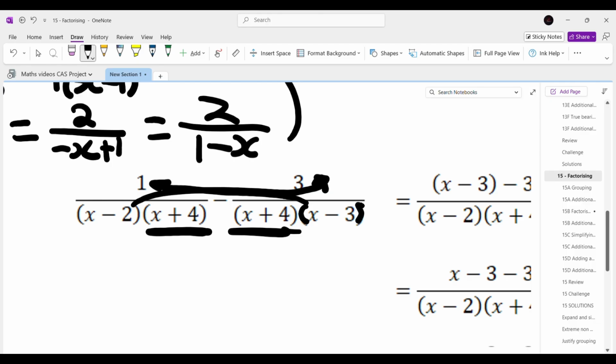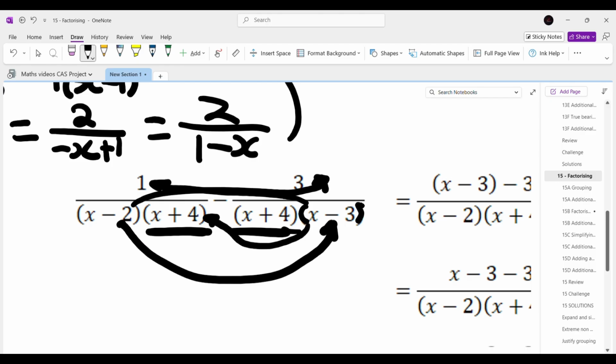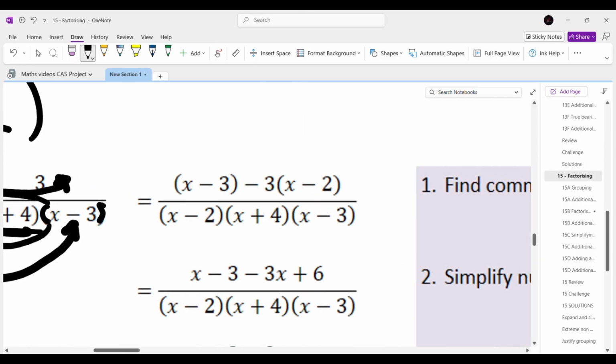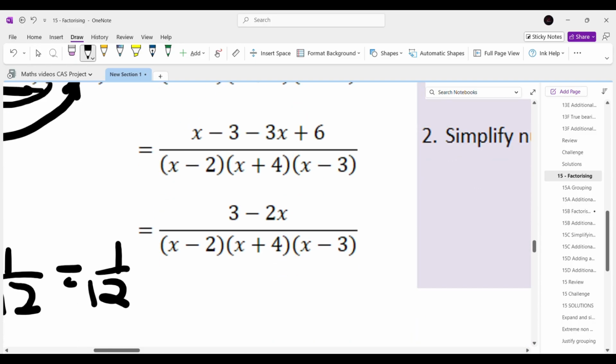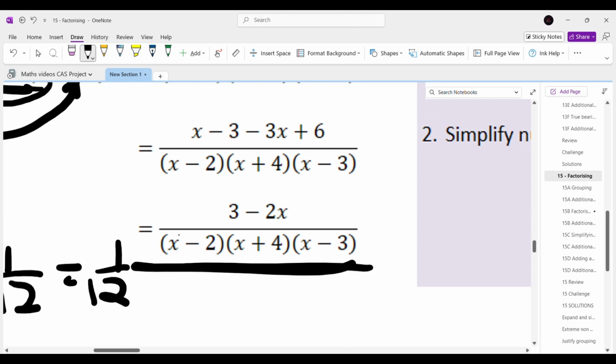bring them together, right? Because whenever you do the bottom, you have to do the top, and we have to bring the x minus 3 over to this denominator, and we have to bring the x minus 2 over to this denominator to make them both the same denominator. So we have to do the same to the numerator, right? So we end up with x minus 3 minus 3 times x minus 2, and then from here we just simplify, right, until we end up with our final fraction.